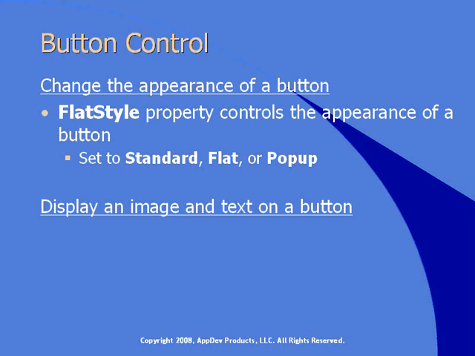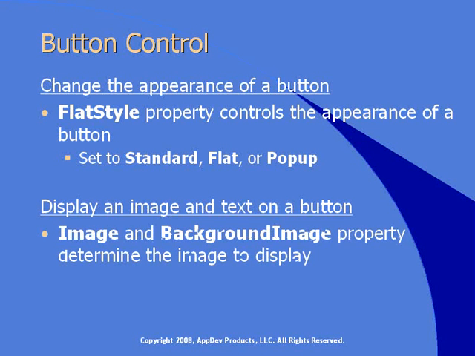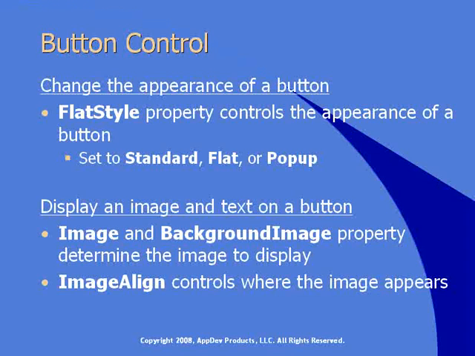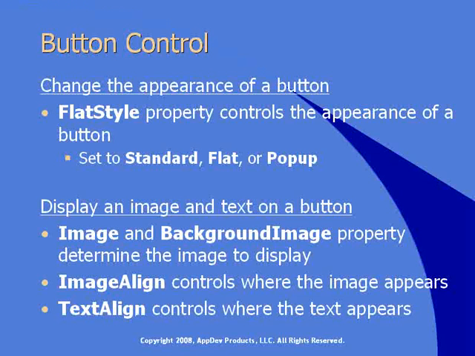Earlier we saw how to display an image and text at the same time on a label. You can do the same thing with a button. You can use the Image or the BackgroundImage property to specify what image you want to display in the button. Then you can use the ImageAlign property to control where the image appears. And if there's also text on the button, you can use the TextAlign property to control where the text appears.